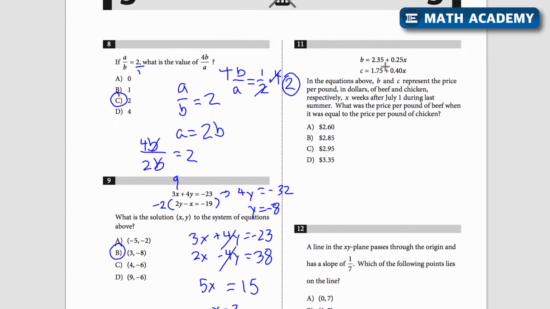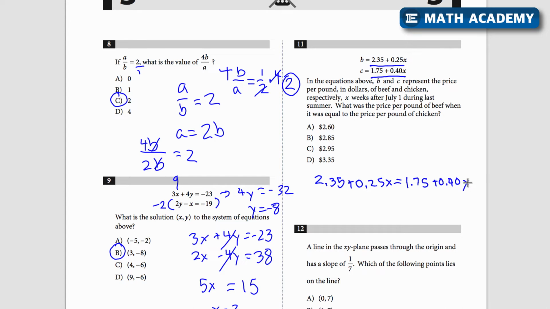So if these are equal to each other, I know that this expression is going to equal this expression. And my plan is to solve for x. What would x have to be so that these prices are equal? And then I'll plug that value in for x to see how much this is. So I'm going to set these equal to each other first. 2.35 plus 0.25x is equal to 1.75 plus 0.40x.